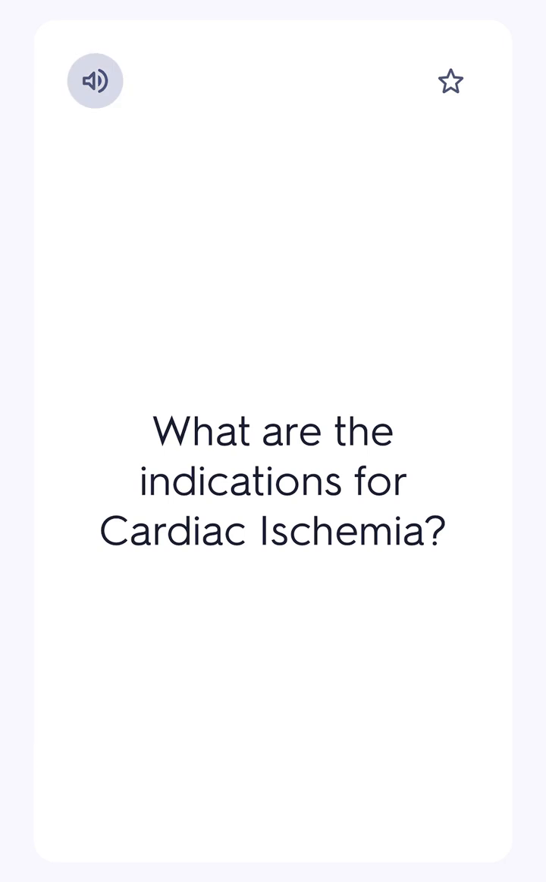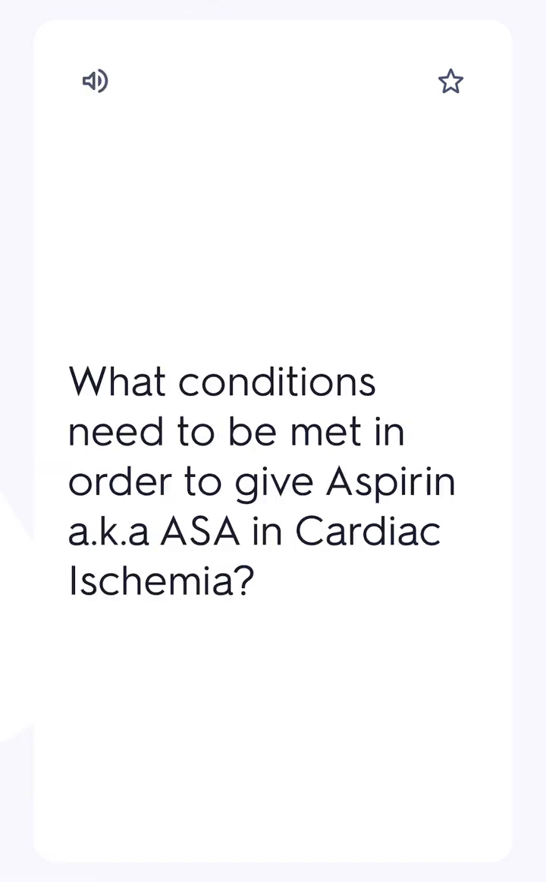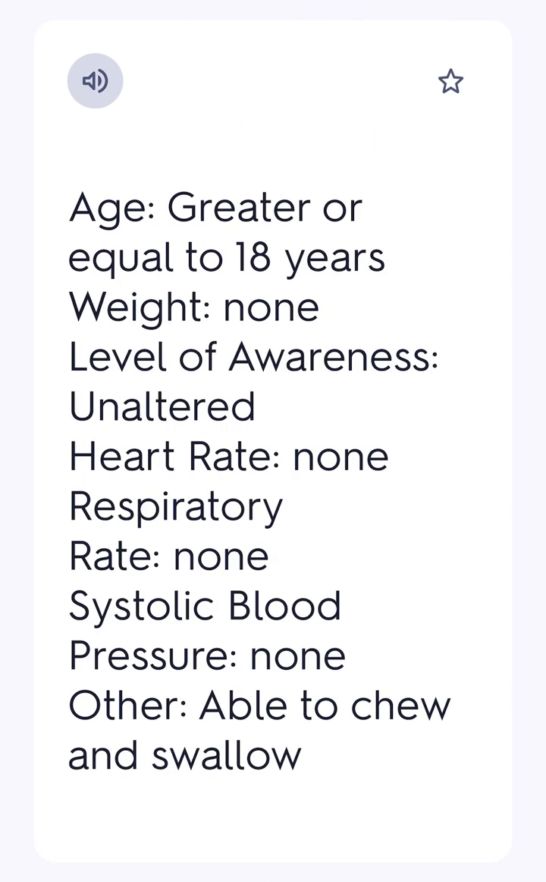What are the indications for cardiac ischemia? Suspected cardiac ischemia. What conditions need to be met in order to give aspirin aka ASA in cardiac ischemia? Age, greater or equal to 18 years. Weight, none. Level of awareness, unaltered. Heart rate, none. Respiratory rate, none. Systolic blood pressure, none. Other, able to chew and swallow.